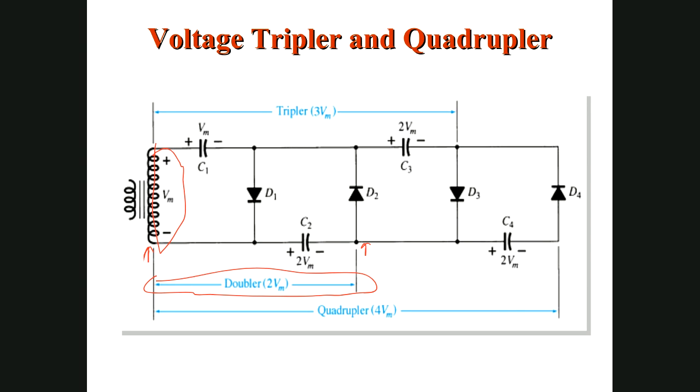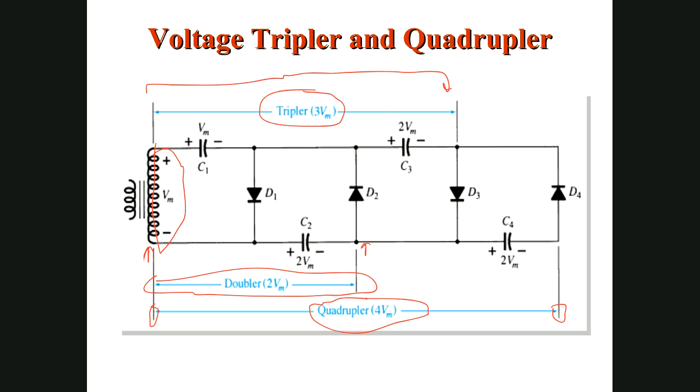Now if you calculate your voltage between these 2 points, your voltage is 3 times of input voltage. That is what is called the tripler. And if you want 4 times of input voltage, collect your output here, and it will be 4 times of input voltage. That is what is called as quadrupler.